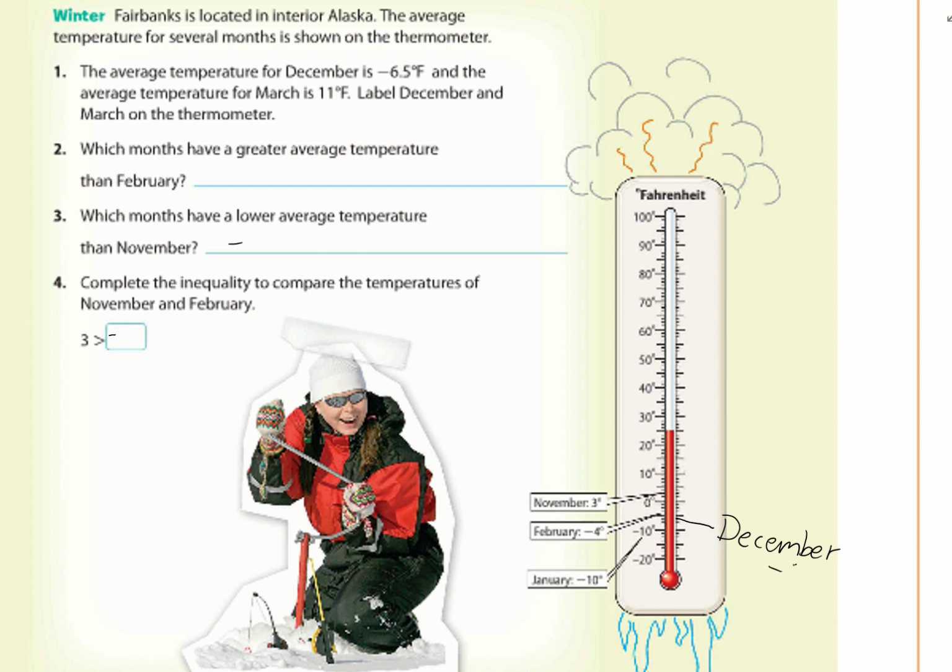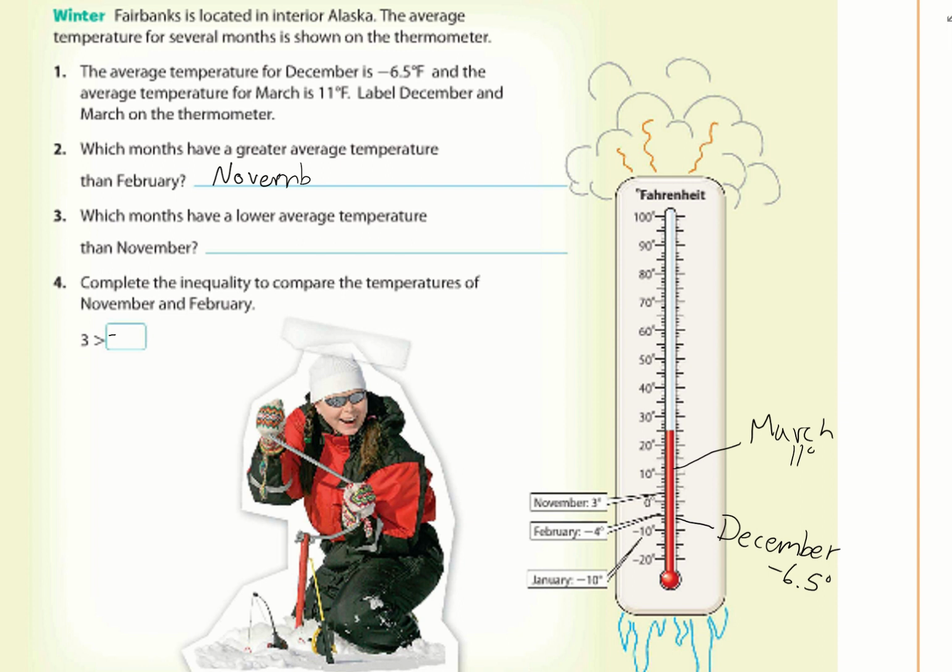That's -6.5 degrees. And March is going to be 11 degrees. So we're going to put March right here just above the 10 at 11 degrees. So it says, which months have a greater average temperature than February? So we look at February, we look at everything above February, because everything above there is going to be greater.